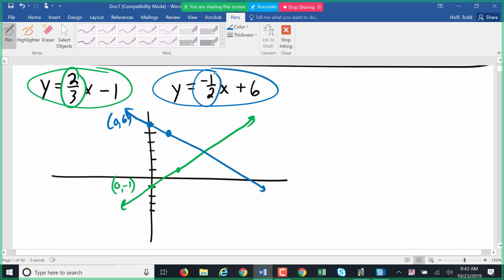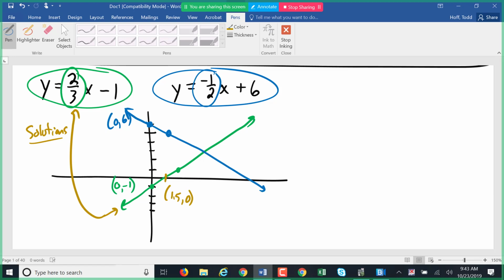Recall that when we discussed these, what we were saying was this green line was all of the solutions to that first equation. Any point I can find on that line, let's say I pick out the point (1.5, 0), that would be a solution to that equation. I put 1.5 in for x, 2/3 times 1.5 is 1, minus 1 is 0. That's a solution to that equation. Every point on that line, I find its x and y coordinates, those will be solutions to that equation circled in green.